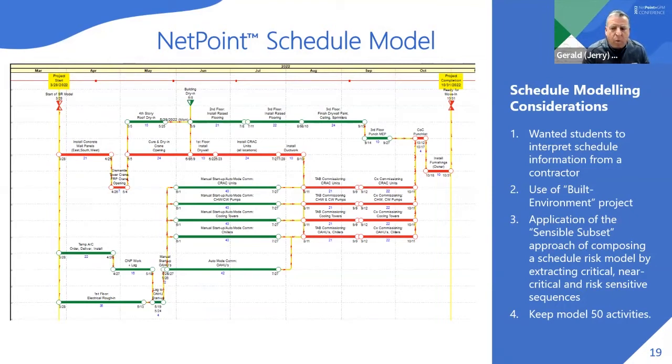One of the things that I found when I had the students do this, they were very successful at taking schedule information and building the NetPoint model. What they struggled with was trying to interpret the schedule information they got and be able to develop the sequences. So that was something that was learned, and is something I'll talk about a little bit later on, kind of learnings or improvements for the next time I deliver the course.